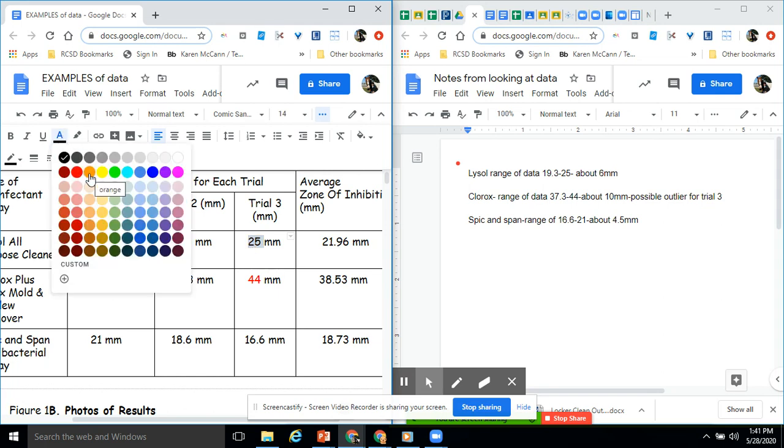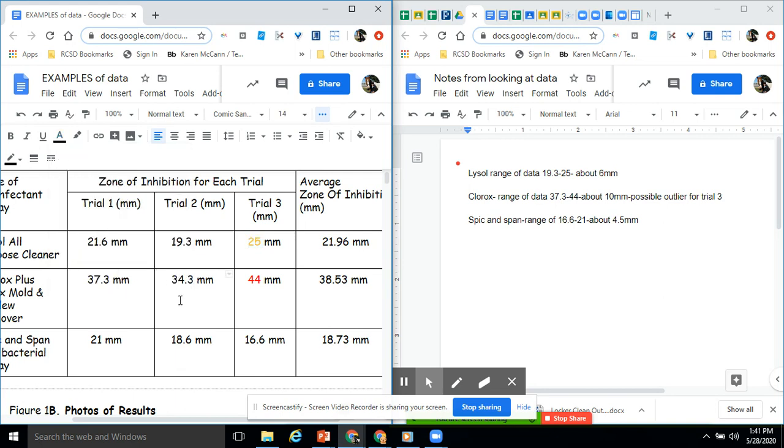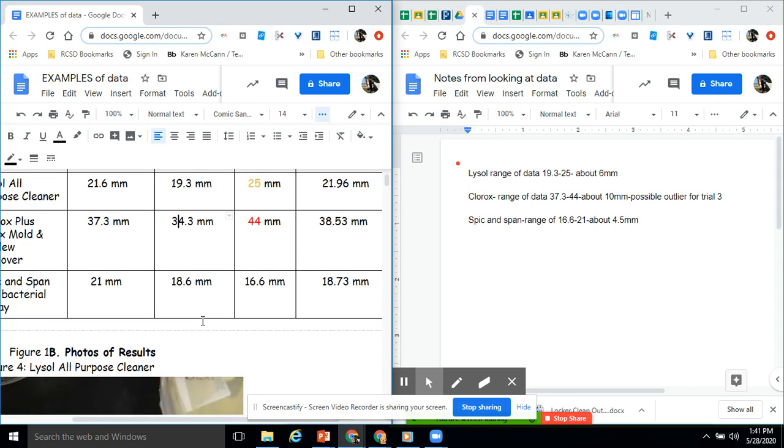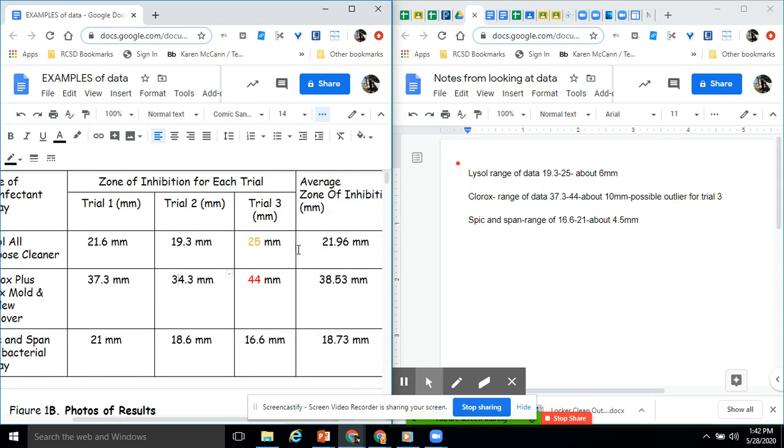So I start wondering, I don't know for a fact, but I start wondering, did this person start rushing for the 3rd trial? That's really just a guess on my part. Okay. And interesting, these two are bigger, but this one's smaller than the other one, so that's interesting.